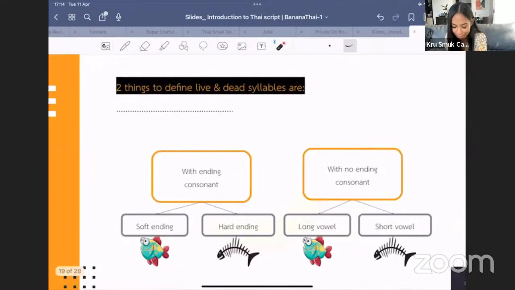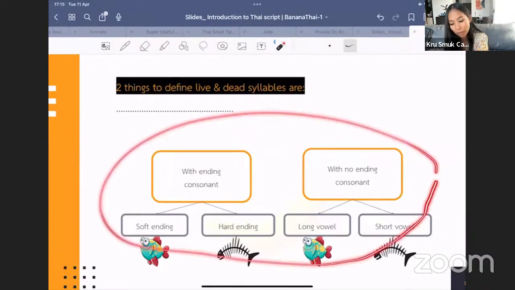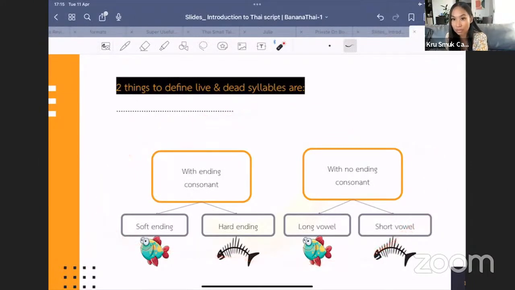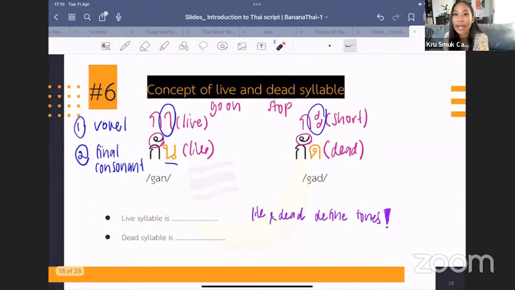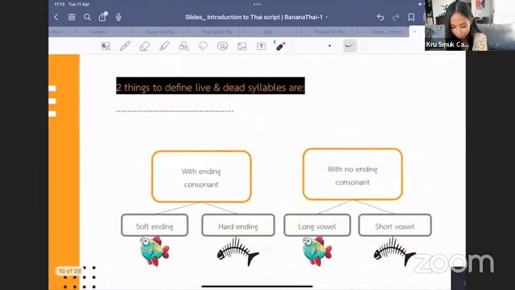Okay. So first look at the ending consonant, and then you can look at the vowel, and then you can define. This one, I'm not gonna go through it. This is gonna be in one of your lessons later, to define the live and dead. But I think this concept is already good enough for you for now. Okay, learn live and dead syllable.